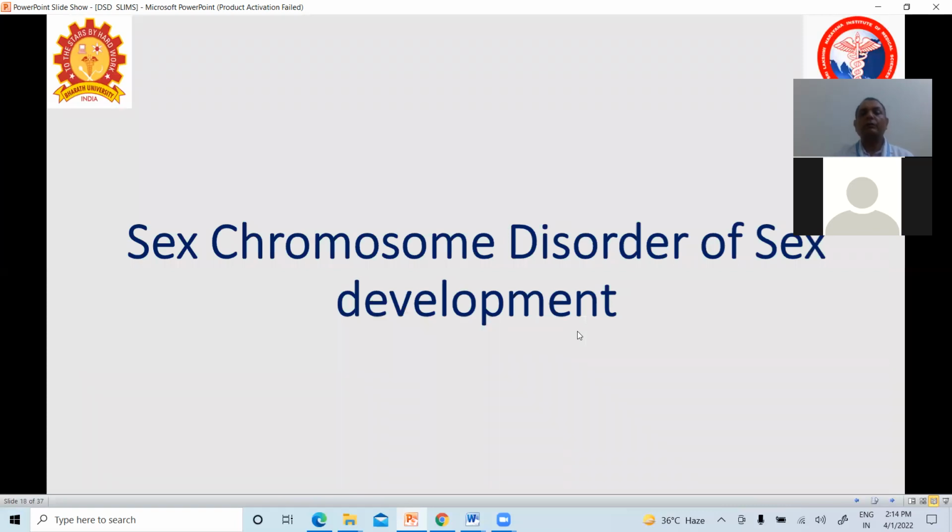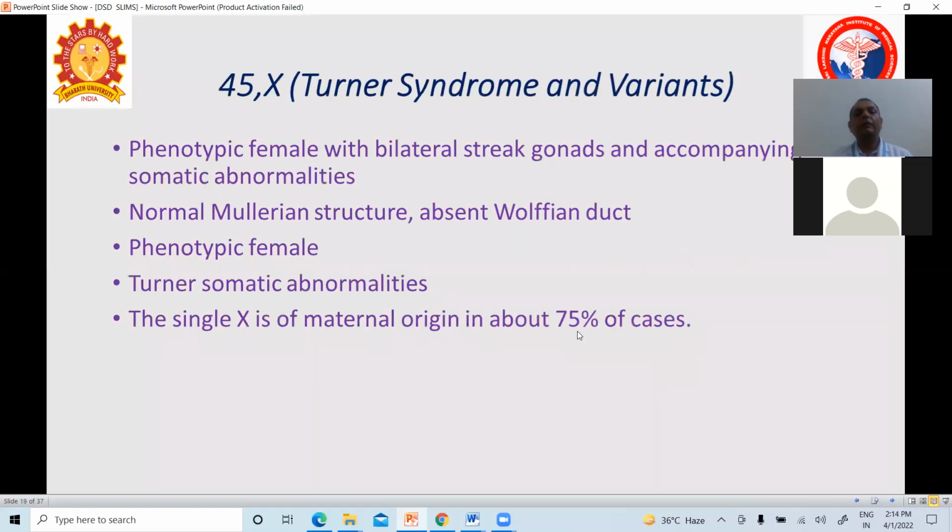Sex chromosome disorders of sex development: 45X Turner syndrome and variants. Phenotypic female with bilateral streak gonads and accompanying somatic abnormalities. Normal Mullerian structures, absent Wolffian. Phenotype female with Turner somatic abnormalities. The single X is of maternal origin in about 75% of these.